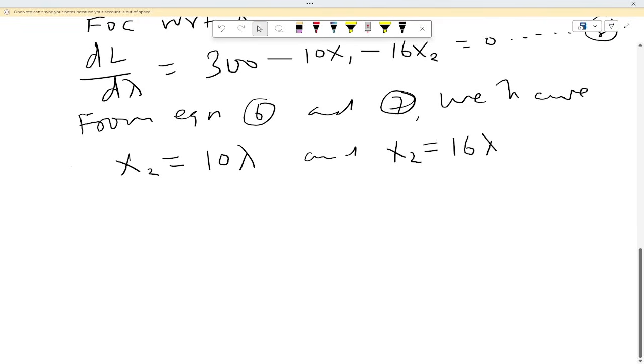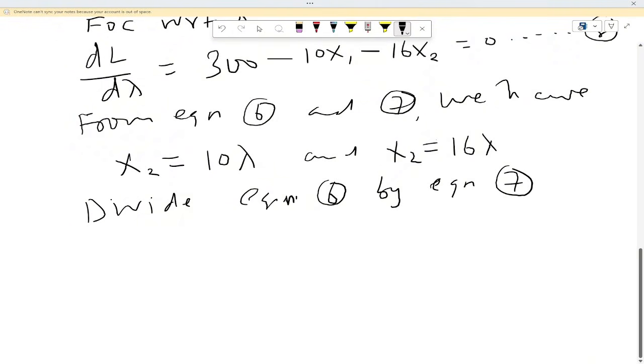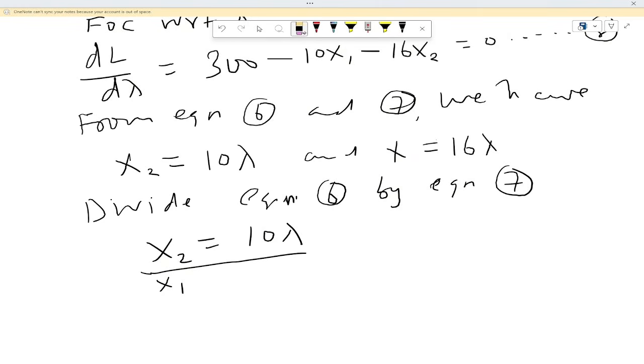So here you divide equation 6 by equation 7. So what you have now is x2 over x1 equal to 10 lambda over 16 lambda.